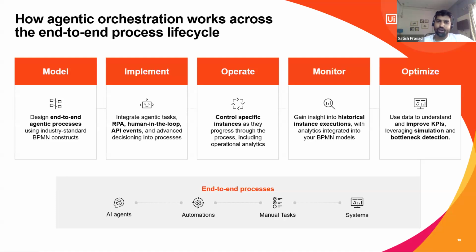Then implementation: we all know we can build bots, and we can build the human-in-the-loop concept using the Action Center. There are also capabilities coming inside UiPath where you should be able to build API events and API-based processes as well, and that is coming in preview very soon. So you should be able to utilize that. Then the operate part is about controlling the specific instance of that process so that you will have better operational analytics. I'll showcase some of the diagrams and screens, and you'll understand what I mean. And then the monitoring and optimization, you already understand.